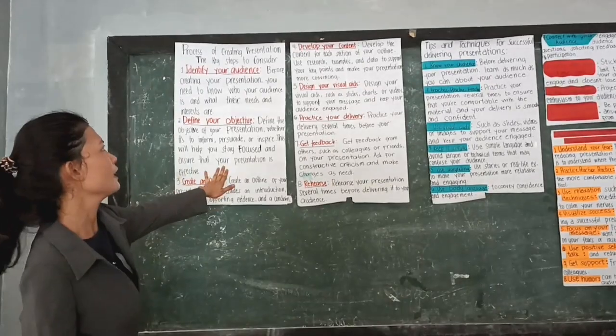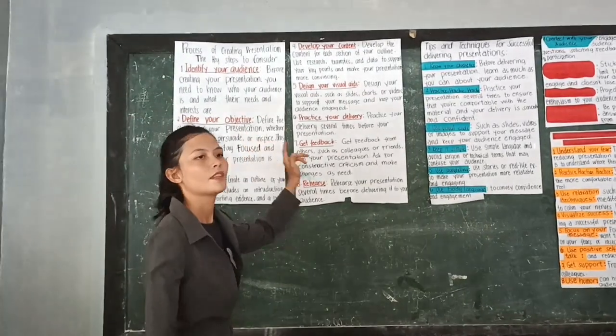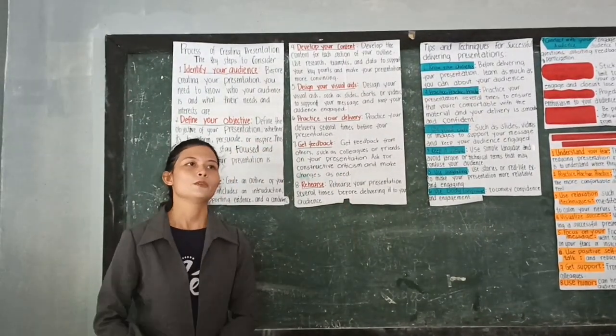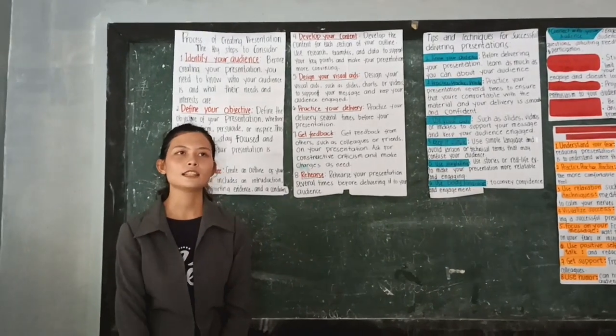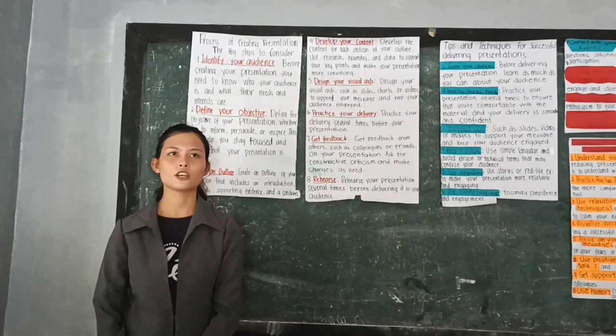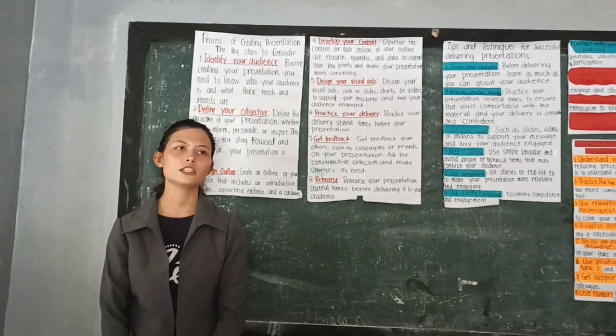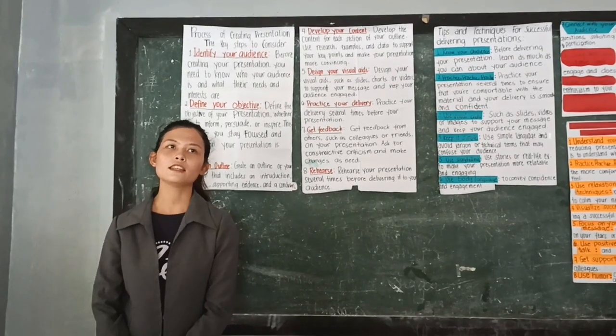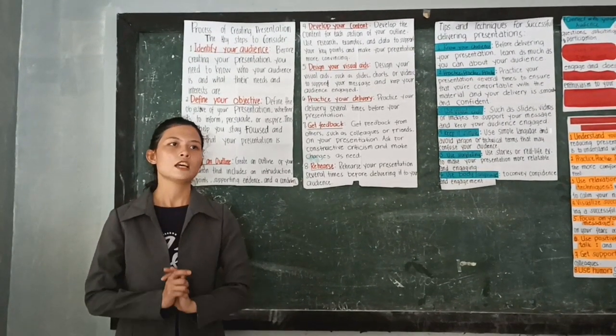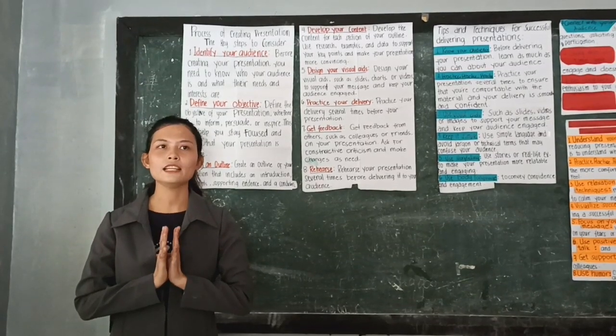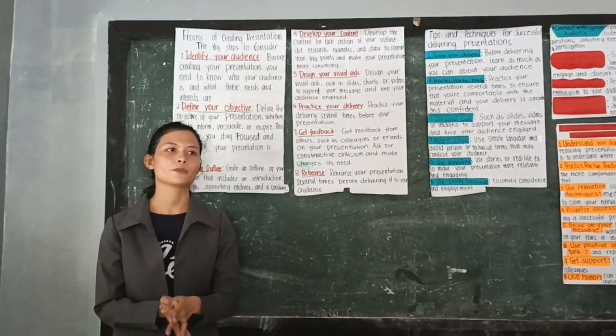So, fourth, develop your content. By developing the content for each section of your outline and using research, examples, and data to support your key points, you can create a compelling and convincing presentation.